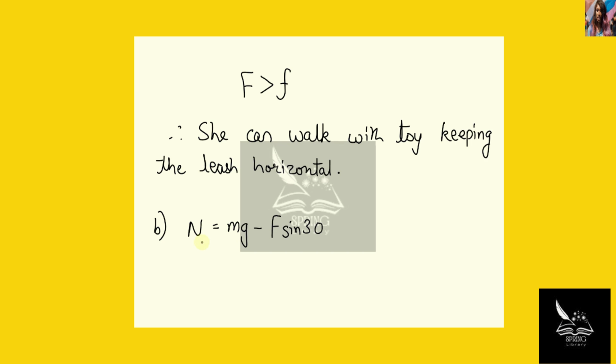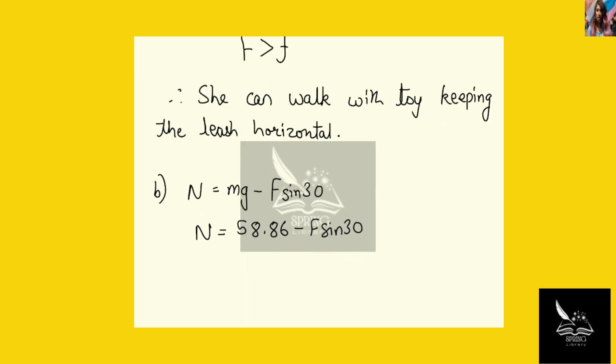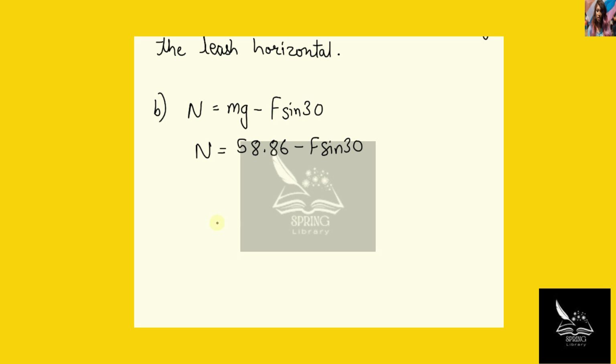So if we plug in the values, N is equal to mg, which is 58.86, minus F sin 30. So this is the vertical force. Now the horizontal force is F cos 30.